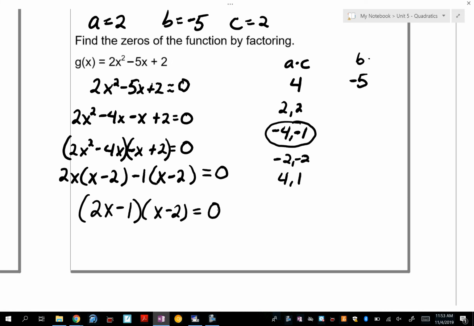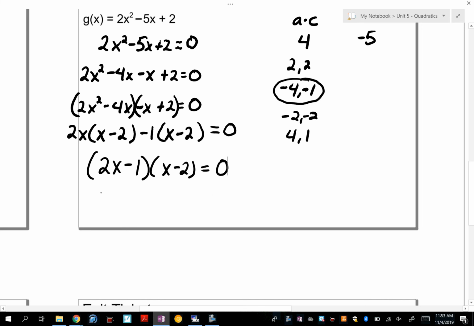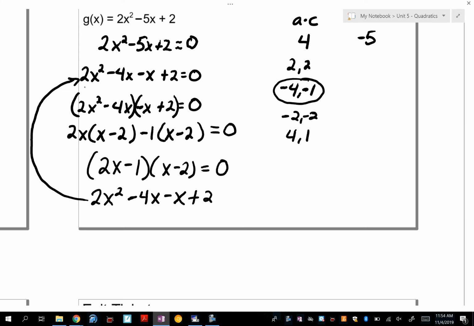I'm going to distribute. 2x times x is 2x squared. 2x times negative 2 is negative 4x. Negative 1 times x is negative x. And negative 1 times negative 2 is positive 2. And look at that. It's the same as what we started with. So all I'm showing you is that we still haven't changed anything. It's the same function. It just looks different. Now it's in factored form. Pick up your pen or pencil.